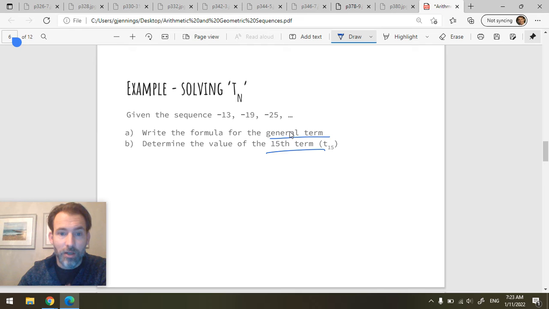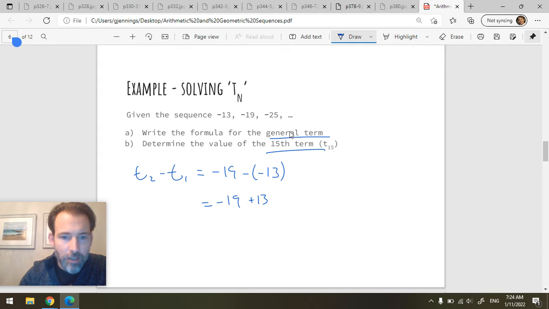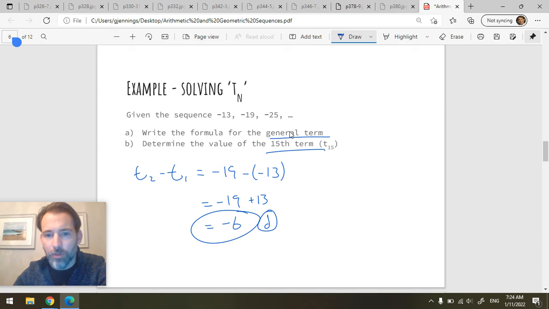So let's take a look at this one. -13, -19, -25. And I notice, got smaller by 6. Got smaller by 6. That's the temperature outside right now, and I really don't want to go shovel snow. So here we are. I write this. I would do, say, T2 minus T1 equals -19 minus 13, which is equal to negative 19 plus 13, which is equal to negative 6. Here is my difference. That's the d. So here's my general term. T of n is equal to the first term.